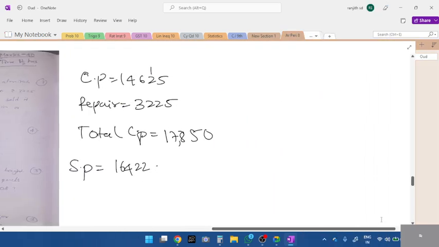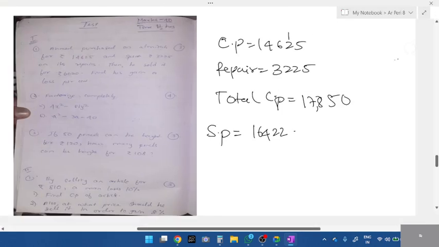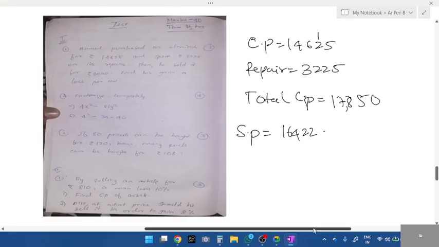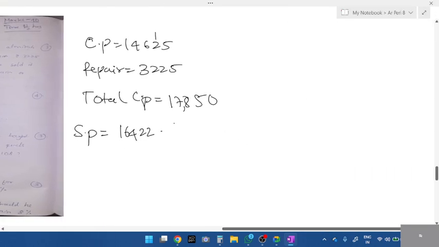Okay, let us calculate this. 16,422. Is it loss or profit, students? It is my mistake. All of you check this. Cost price is 17,000. You have sold it for 16,000. It is a loss. Calculate the loss. All of you complete this. Calculate the loss, students. Then find the loss percent.